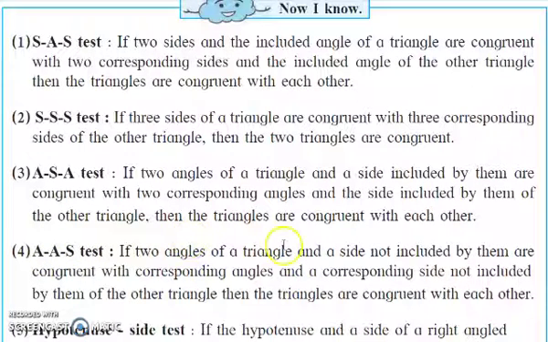Angle angle side test. If two angles of a triangle and a side which is not included in between those two angles, means the side is other than the two angles, then the first triangle is congruent to the second triangle if the two angles and the other side, the third side, are congruent. Then the two triangles are congruent to each other.